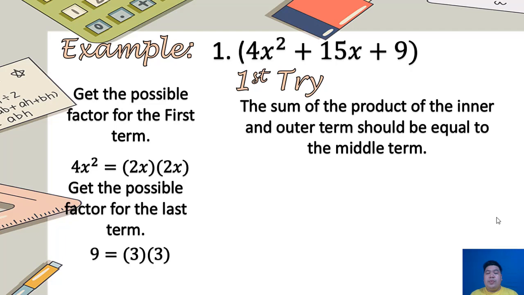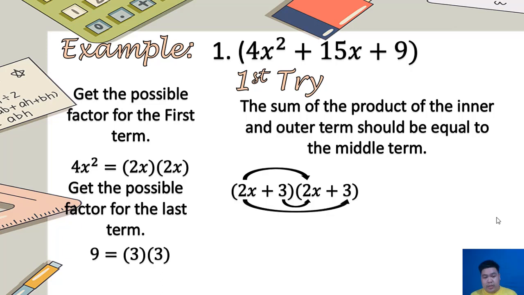Next, the sum of the product of the inner and outer terms should be equal to the middle term. Now we will have the factors of the two binomials, 2x plus 3 and 2x plus 3. To check if our factor is correct, we should use the FOIL method. The FOIL method is F, the first letter, so first to first. Then the next letter is O, we have the outer to inner. Then next, we have the I, which is the inner and the outer. Then lastly, we have the L, which is last to last.